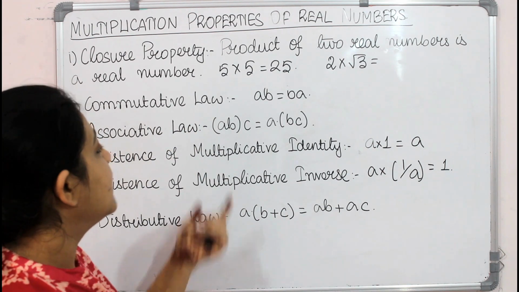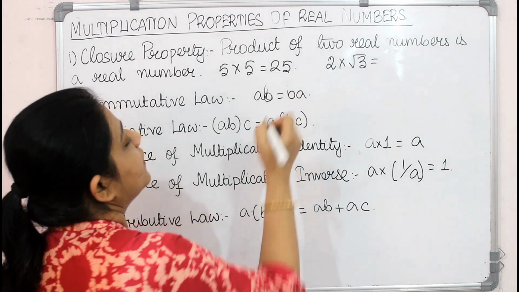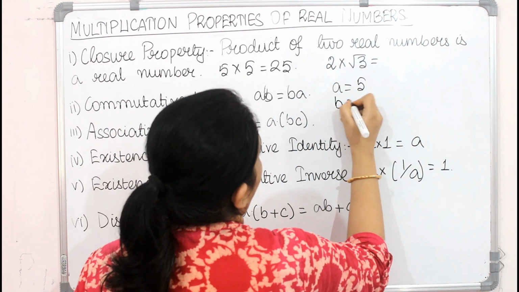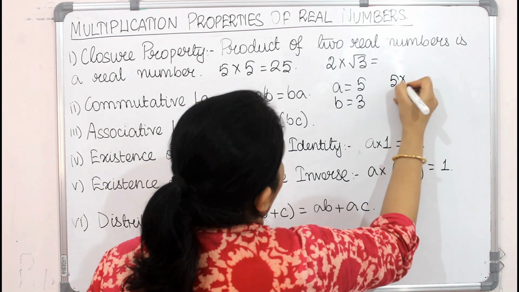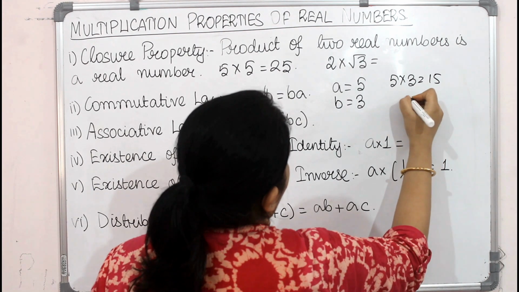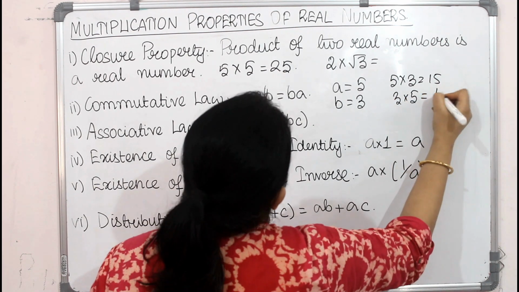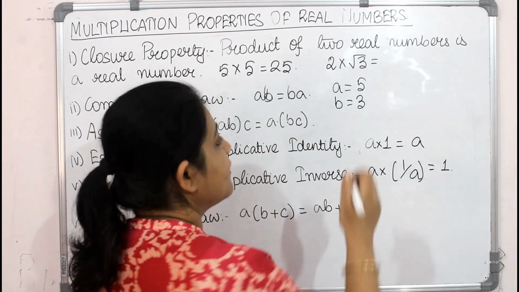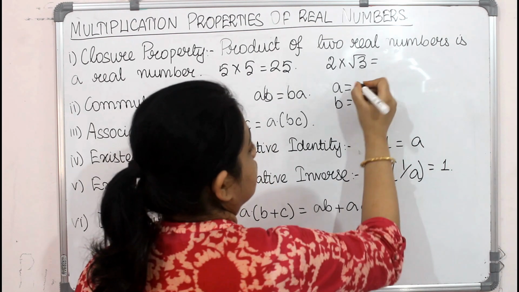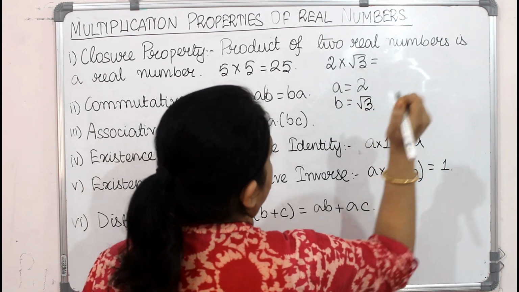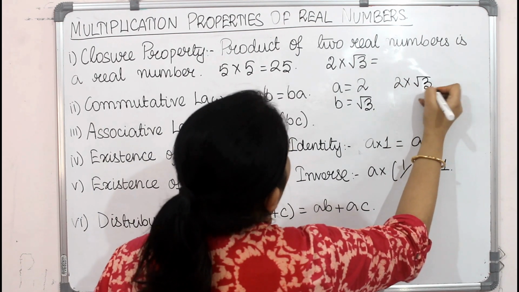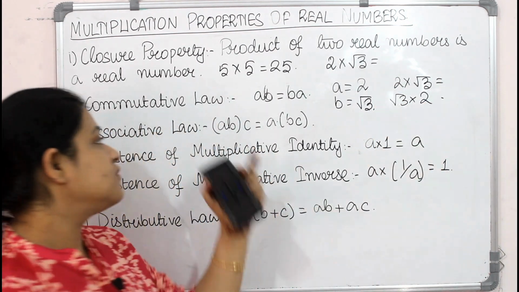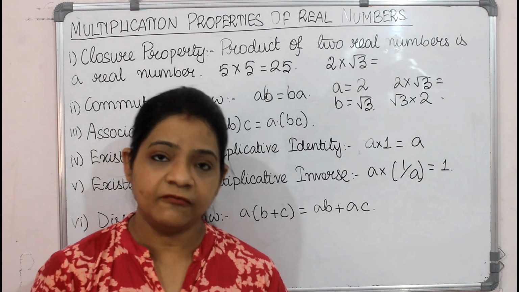Second is the commutative law, that is AB equal to BA, A into B equal to B into A. If I write A equal to 5 and B equal to 3, 5 into 3 is 15 and 3 into 5 is also 15. So that is a commutative property. Again, let us take a combination of a rational and an irrational number, like 2 and root over 3. So 2 into root over 3 will give you the same result as root over 3 into 2. So this is the commutative law of multiplication of real numbers.